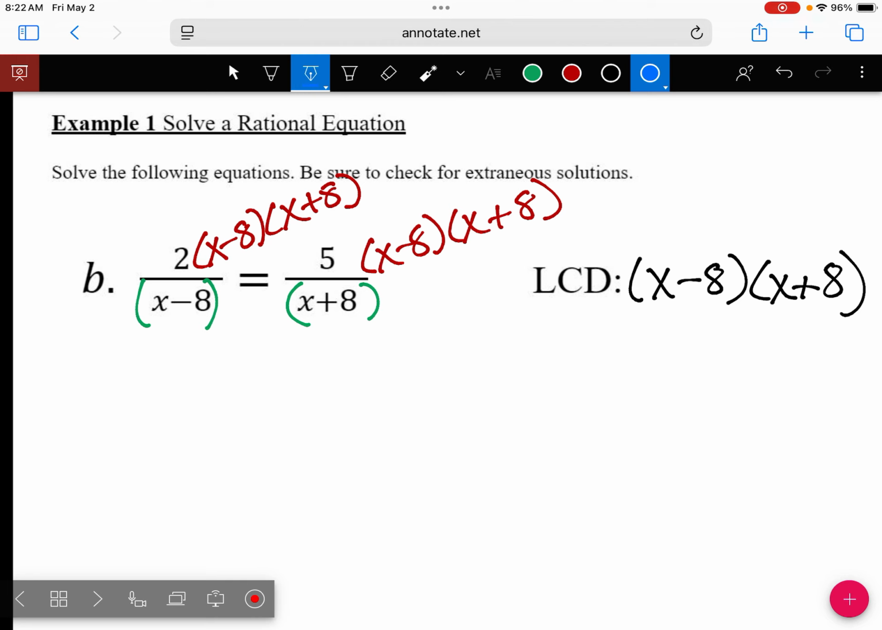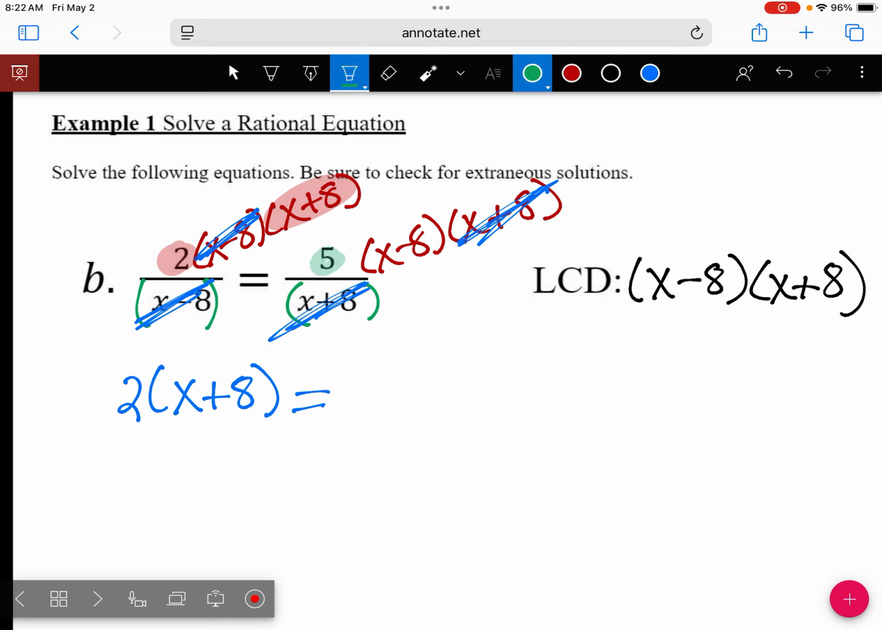So what do you think will cancel from the first fraction? What am I going to cross out? Yep, you cross out what you see at the bottom, so that's the x minus 8. So that leaves me with the 2 times x plus 8. So let's write that. Bring down the equal sign. On the second fraction, x plus 8 goes away. And that leaves me with 5 times x minus 8.